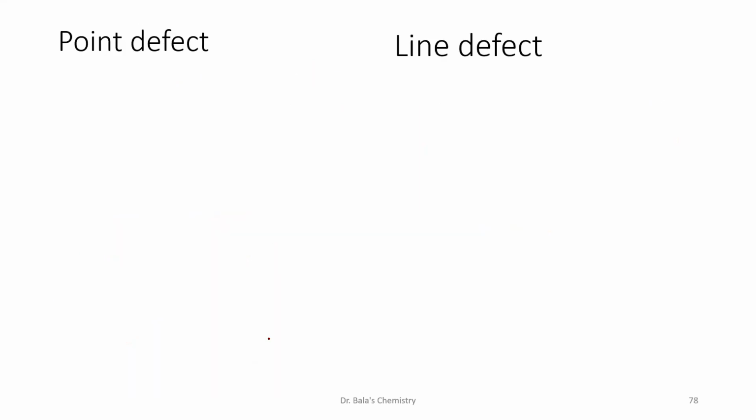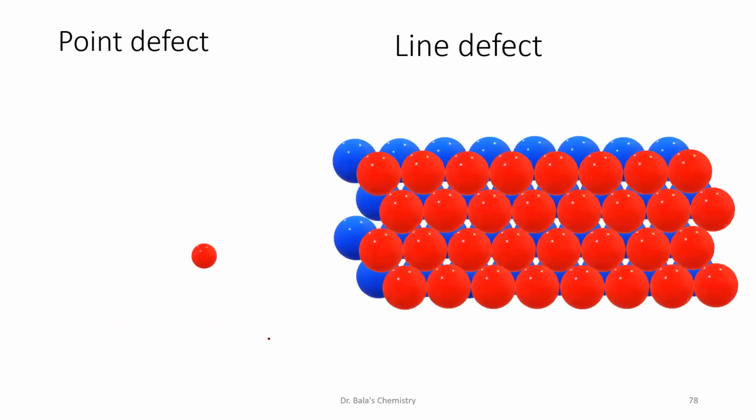One by one, the first one is the point defect. What do you mean by point defect? Only one particular point will be getting affected. Only this point is missing, or either missing, or instead of this particular atom, ion or molecule, some impurity may be present. That is called point defect. But line defect is not like that.